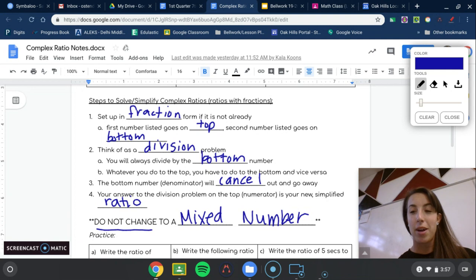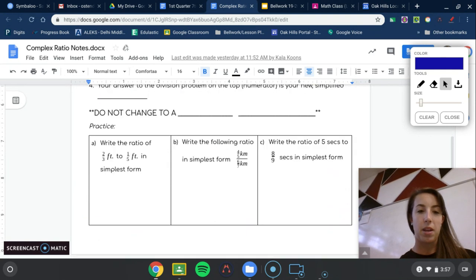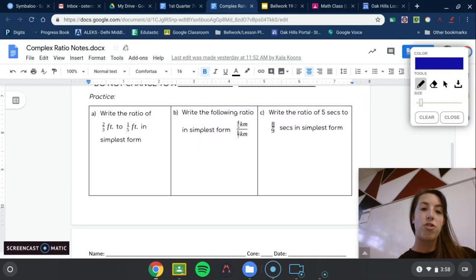Okay, so let's go over those three practice problems at the bottom. First, it says write the ratio of 2/3 feet to 1/5 feet in simplest form. So I first have to write it in fraction form, just like we talked about. So 2/3 over 1/5. As we said, we always want to cancel out the bottom one. So if you consider this as a division problem, it's really saying 2/3 divided by 1/5. Like we've practiced last week, in order to divide fractions, you have to keep, change, flip. Flipping is flipping this bottom one. So instead of 1/5, we're going to flip it to 5/1.